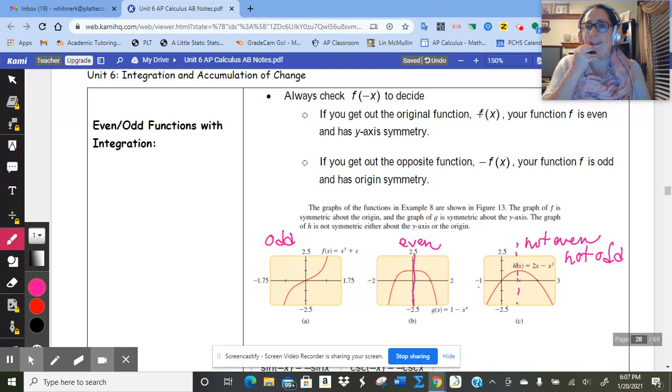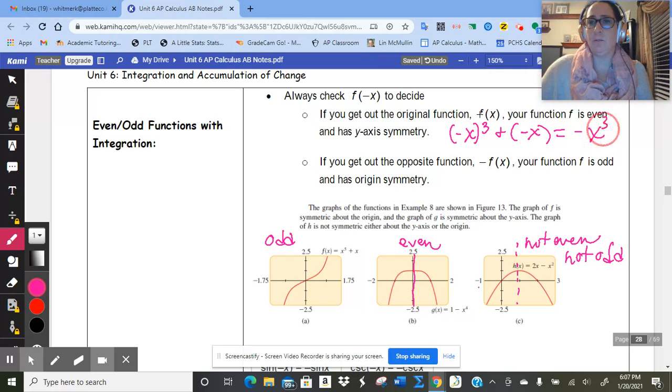Now, another way to check for even or odd. So this said that this was x, that's hard to read. I think it says x cubed plus x. So if I plug a negative in for all of those and I simplify, this becomes a negative x cubed and this becomes a negative x. If all of the signs change, then it is odd.